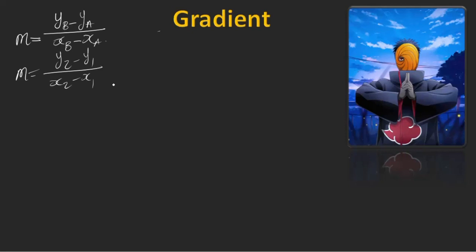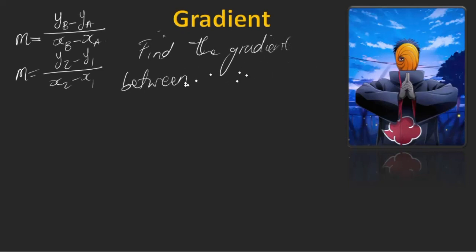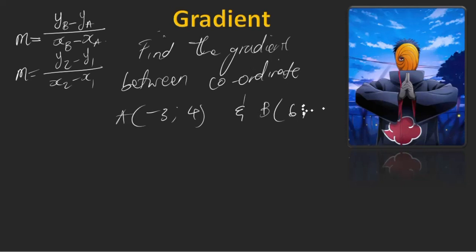So now, since this is the formula for gradient, there are more things to gradient. It's not just the formula, but let's start with that basic. Let's say a question says, find the gradient between two coordinates, A, which has a coordinate of negative 3 and 4, and B, which has a coordinate of 6 and negative 2. So first things first, they're saying find the gradient of a line, or find the gradient between coordinate A and B.